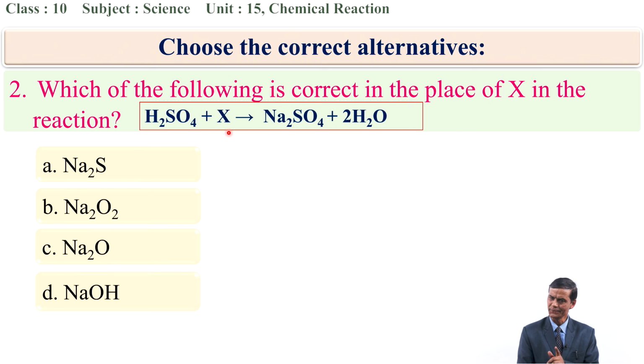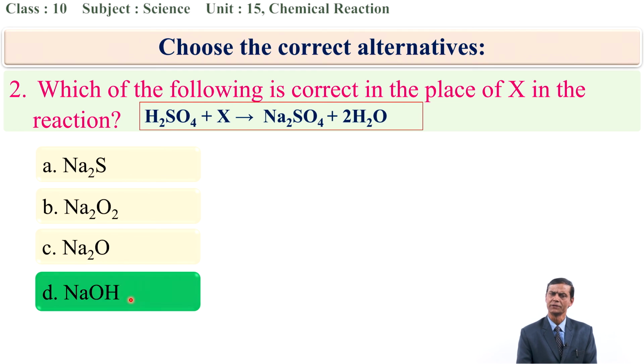Did you find which one will be the correct? Is it Na2S, Na2O2, or Na2O, or NaOH? I think you must have found the correct answer. Let's check it. Sure, there should be NaOH, means sulfuric acid plus sodium hydroxide equal to sodium sulfate plus water. This is the correct equation.